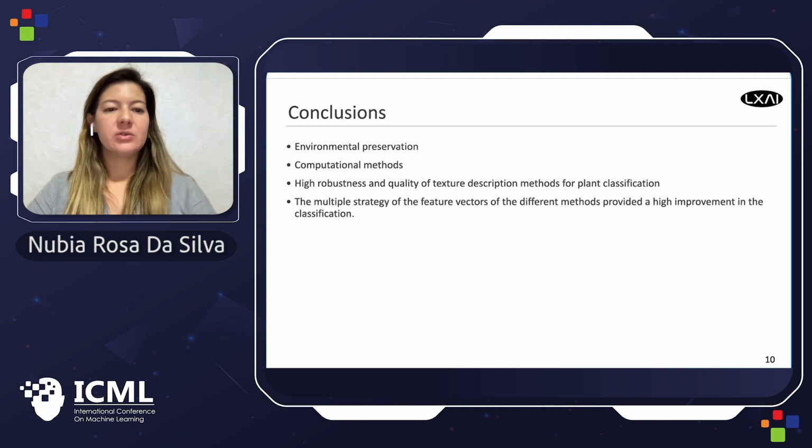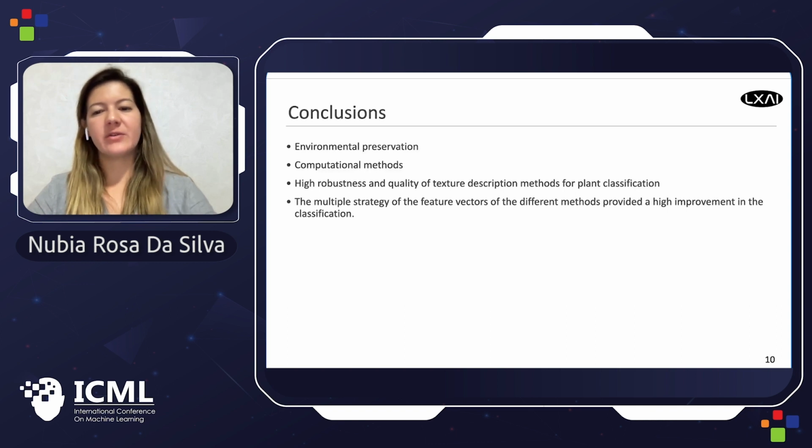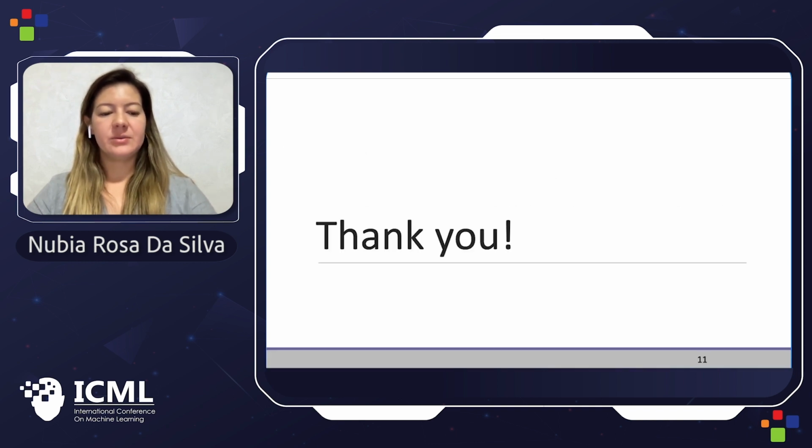And in conclusion, we agreed that this kind of plant species identification helps environmental preservation. The computational methods are very helpful in this task, and we can achieve high robustness and quality of texture description methods for plant classification. So the multiple strategy of the feature vectors of the different methods provided a high improvement in the classification.